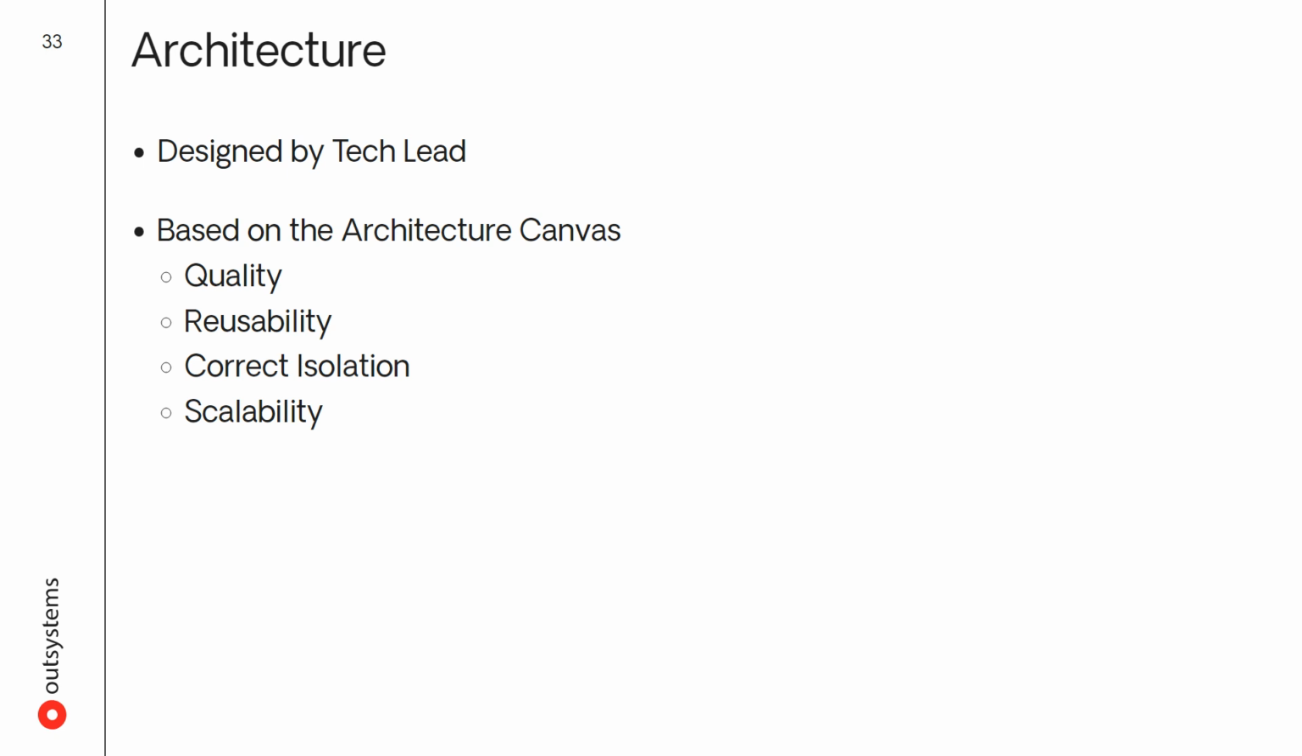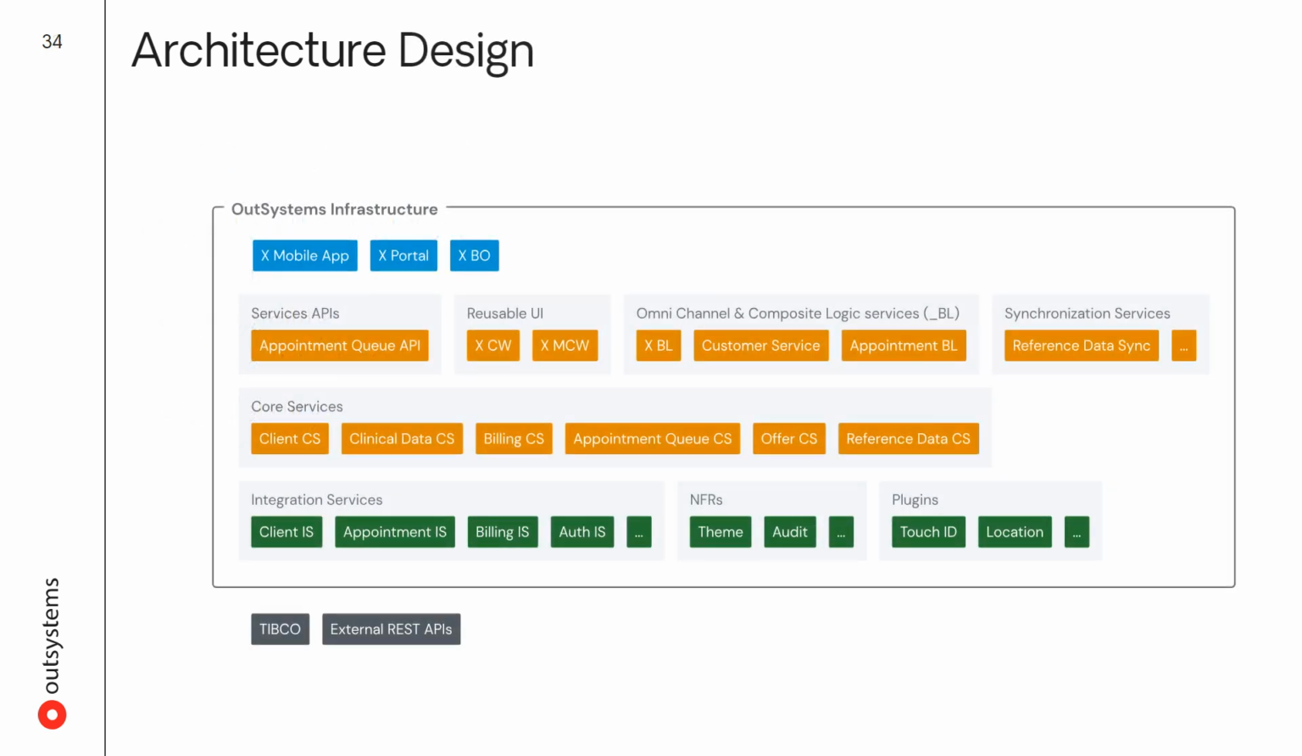The architecture is designed by the tech lead and is based on the OutSystems architecture canvas. The architecture canvas is an OutSystems architecture tool to make the design of service-oriented architectures more simple. It promotes the correct quality and freedom of reusable services, the correct isolation of distinct functional modules in cases where you are developing and maintaining multiple applications that reuse common modules, and it prepares the applications for scale. Here is a visual representation of a proposed architecture.